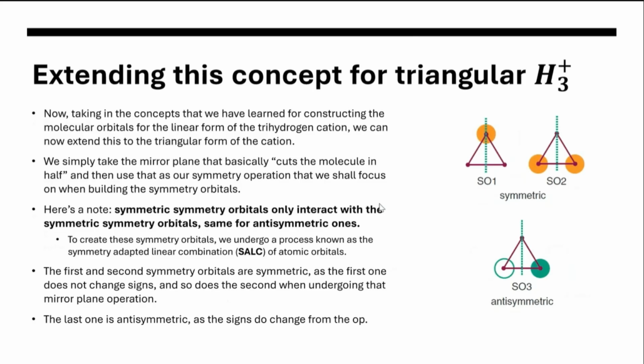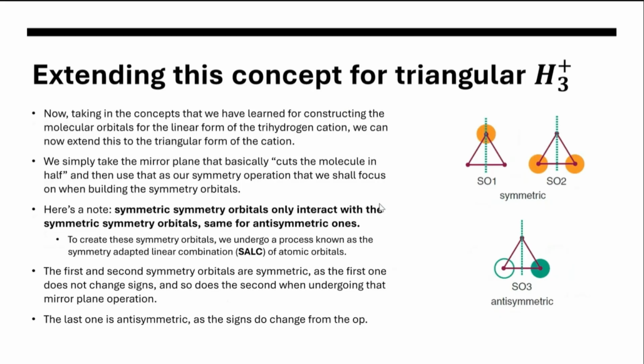So now we're going to extend this concept for triangular trihydrogen cations. Now, basically, this is almost like the same thing. So you have the mirror plane that cuts through a central, quote-unquote, hydrogen atom that lies on that mirror plane. And you also have your two 1s orbitals that are on either end. So basically, you have your three symmetry orbitals.